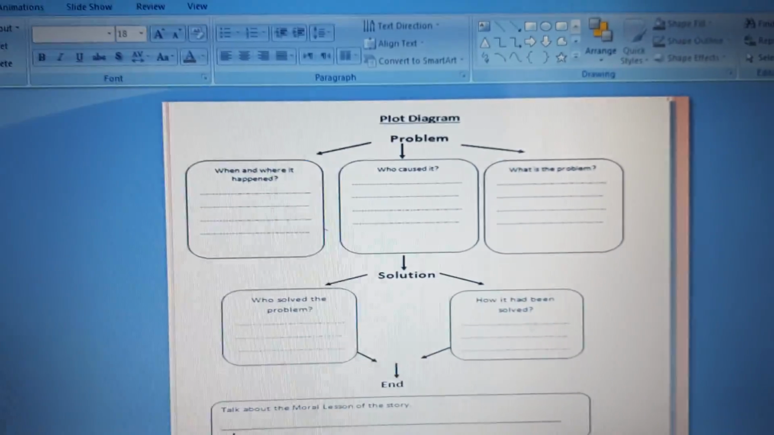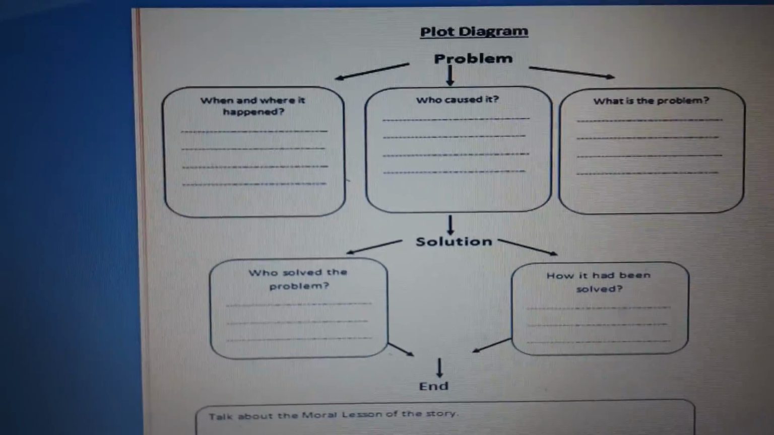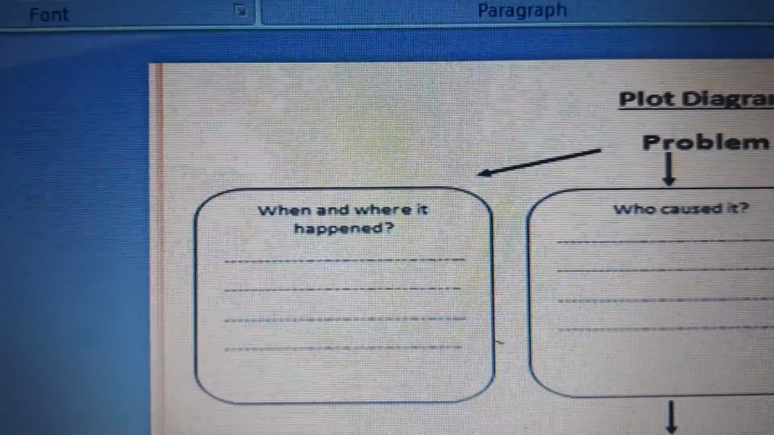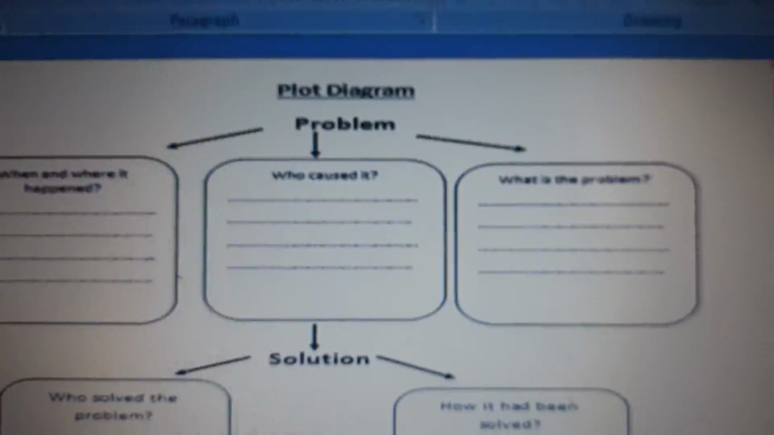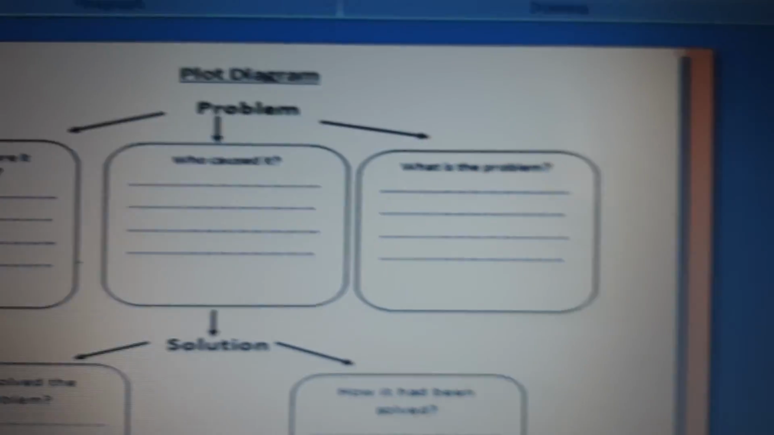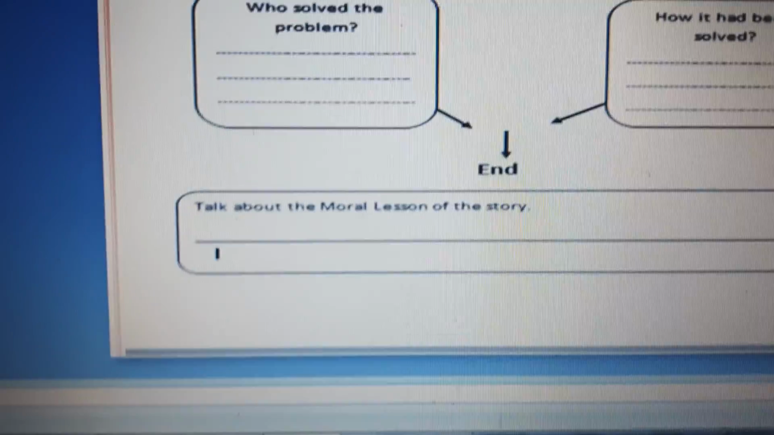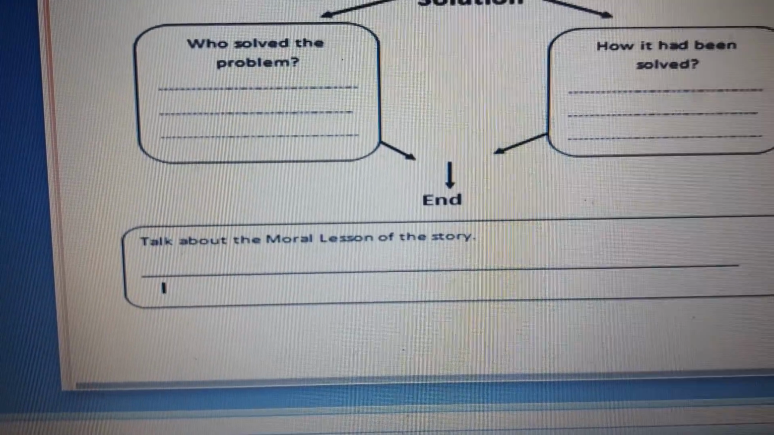And here, plot: what, when and where it happened, who caused this, if someone caused the problem. What is the problem, the solution, who solved the problem, how it was solved, how it ended. Here, check the moral or lesson of the story.